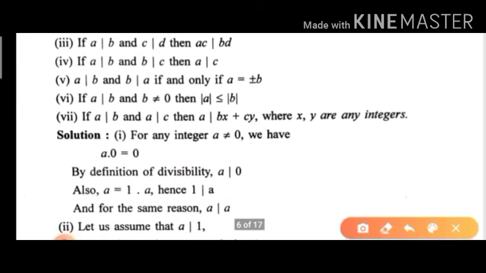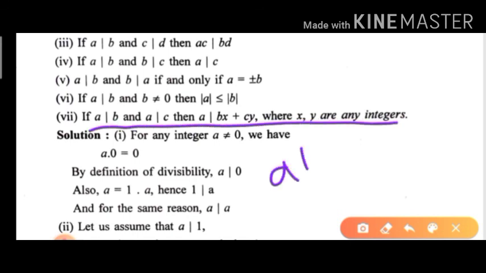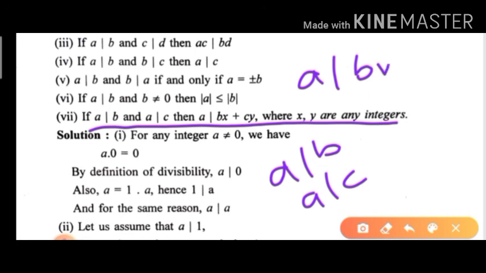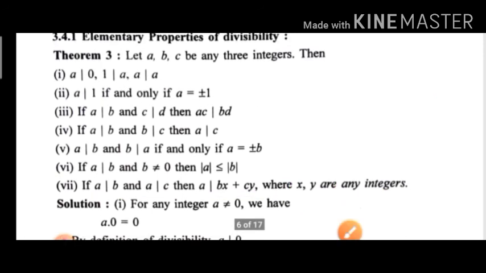This is one of the important ones. You have to remember, we will be utilizing it in solving some questions. If A divides B and A divides C, then always remember A divides BX plus CY, where X and Y are any integers, and we can put in the values as required. So these theorems you have to memorize and remember.